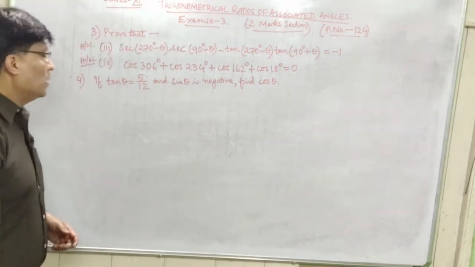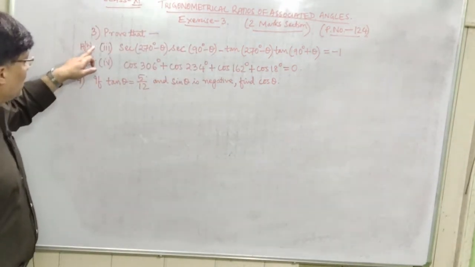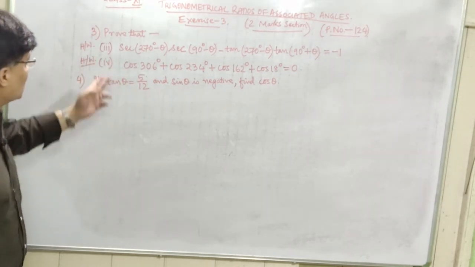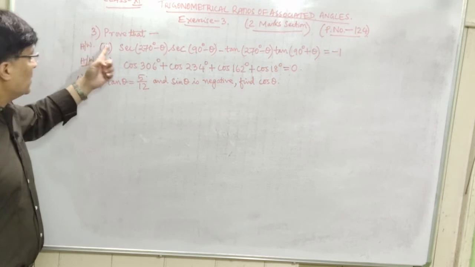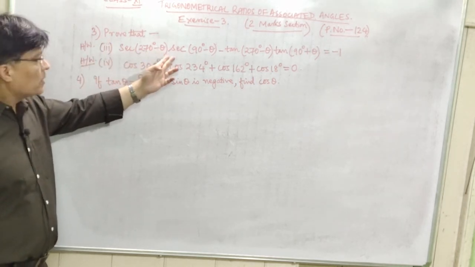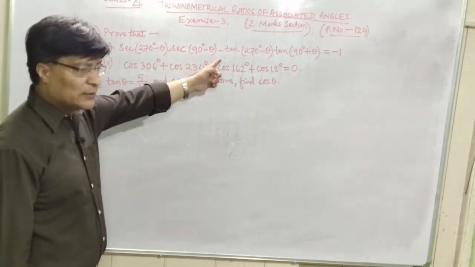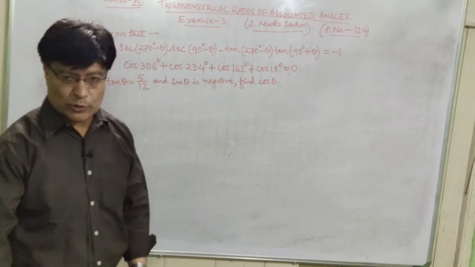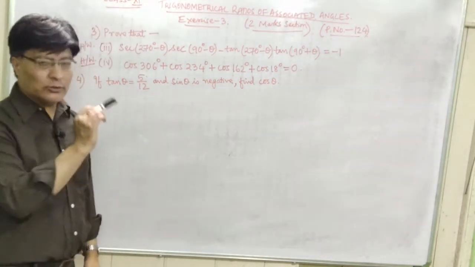So now this 3 and 4 are your homework. You can do it. So you can copy the question. That is number 3. You have to prove that sec of 270 minus theta, sec of 90 minus theta, minus tan of 270 minus theta, tan of 90 degree plus theta is equal to minus 1. You prove LHS is equal to RHS.